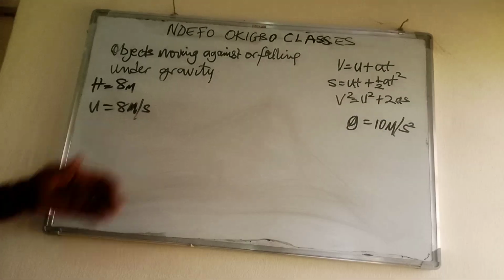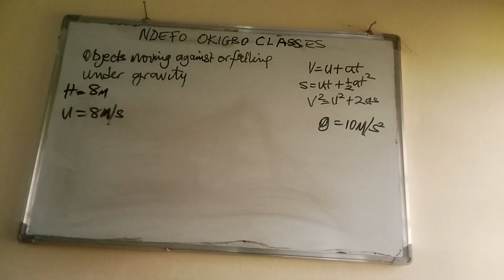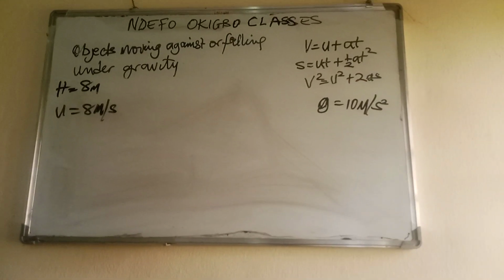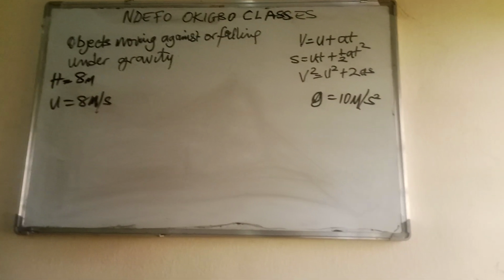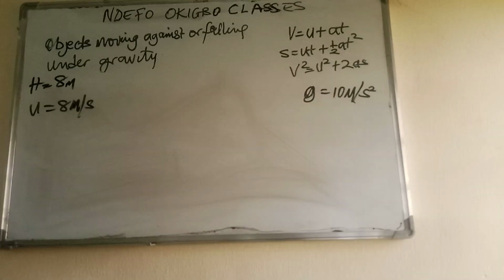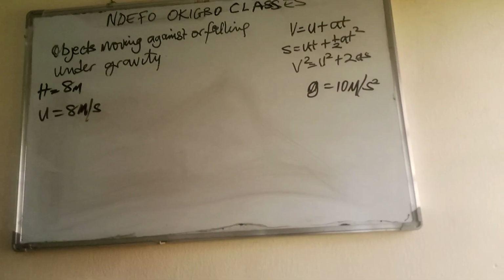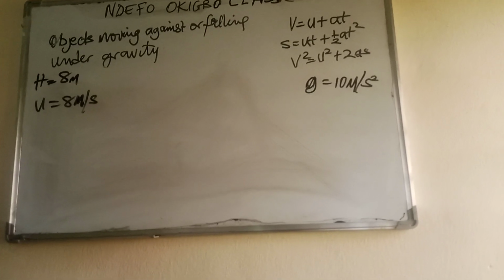So we can use the third equation to solve it, because we now know that at the point of collision, because the question says at what height from the ground will the stone hit the fruit, at that point the velocity of the stone will be 0.